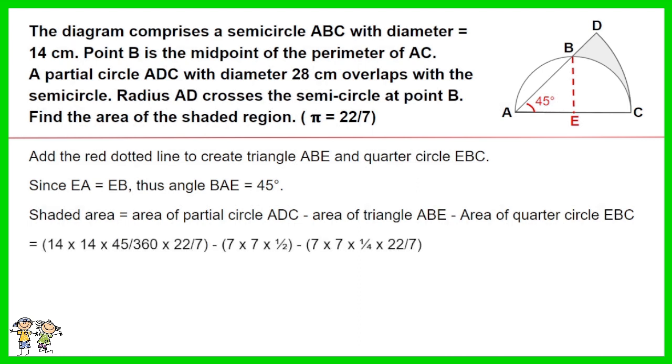Area of partial circle ADC equals 14 times 14 times 45/360 times pi. Area of triangle ABE equals 7 times 7 times half. Area of quarter circle EBC equals 7 times 7 times 1/4 times pi. Work out the equation. The answer is 14 centimeters squared.